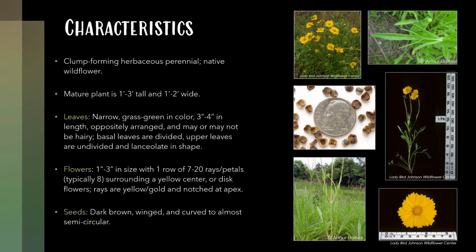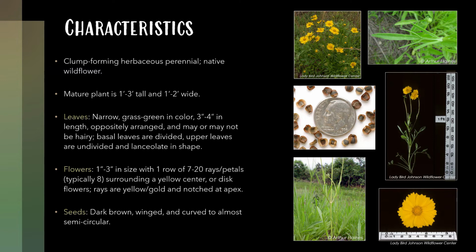Going over some characteristics, you can immediately see how vibrant and yellow they are. They are an herbaceous perennial that forms in clumps and are a native flower. The mature plant is 1 to 3 feet tall and about 1 to 2 feet wide. Their leaves are narrow, grass green in color, and about 3 to 4 inches in length, oppositely arranged, and may or may not be hairy. Basal leaves are divided while upper leaves are undivided and lanceolate in shape.